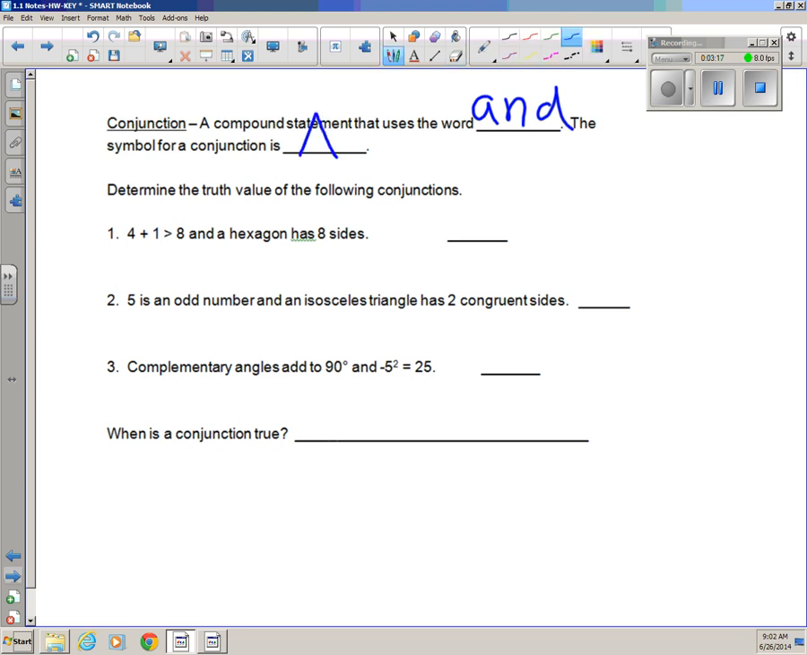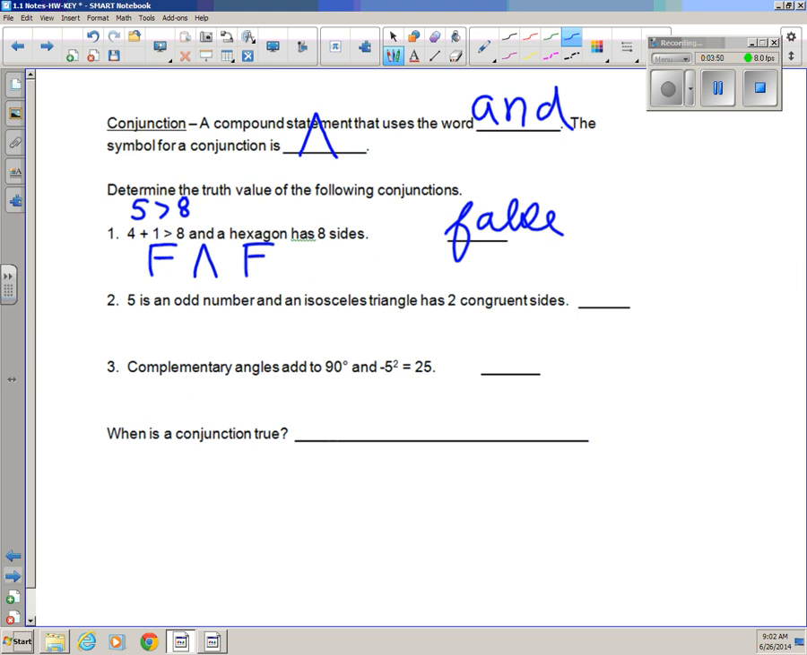So determine the truth value of the following conjunctions. 4 plus 1 is greater than 8, and a hexagon has 8 sides. Well, you need to do some work here because 4 plus 1 is 5. 5 greater than 8 is not true. So this little statement is false. And a hexagon has 8 sides. Hopefully you realize that a hexagon has 6 sides. So we've got two false statements. A false and a false should definitely make sense that it would not be true. A false and a false is false.